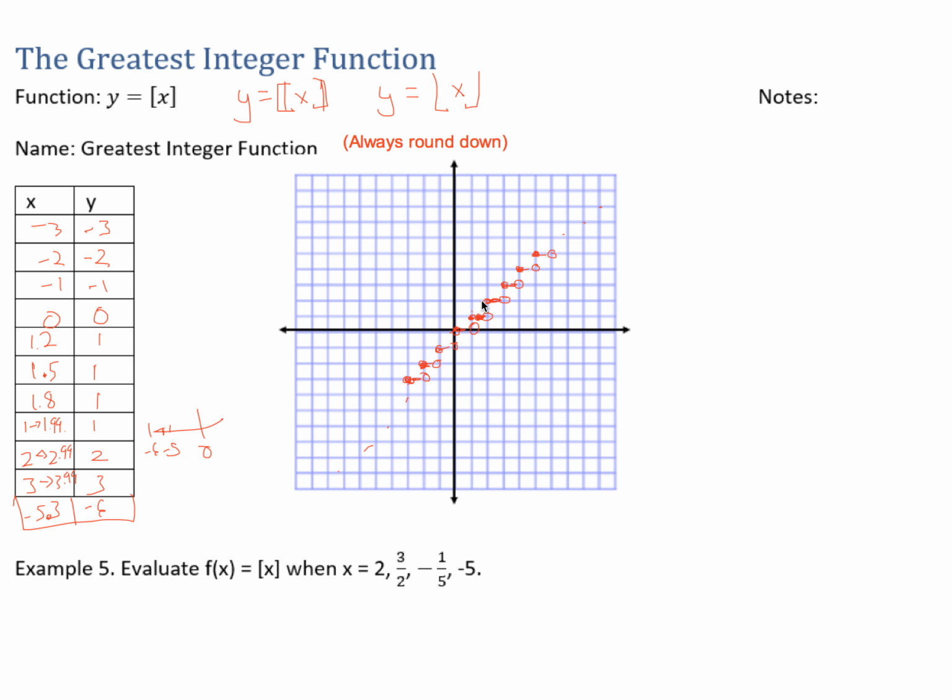This is the parent function of other greatest integer functions. This is also sometimes called the step function, as you can look at the graph and see why it would be called the step function. Sometimes it's called the floor function. Floor function because you always round down, so floor is lower.